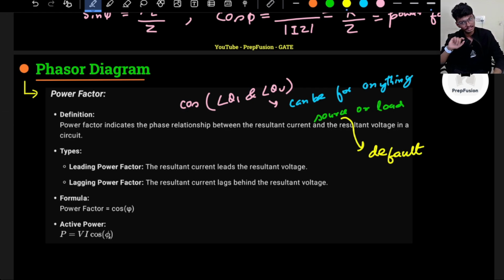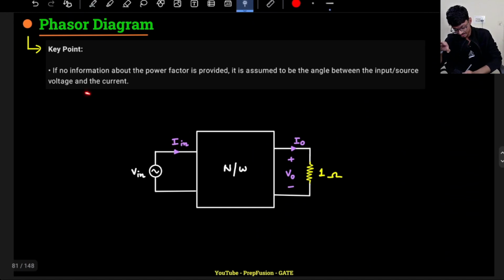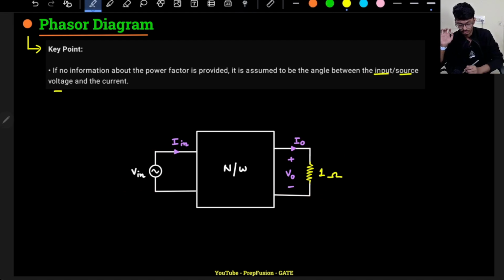If it is not mentioned, then it will be the source, in network theory at least. That is what I have written here: if no information is given about where you need to find the power factor, whether from the source or the load, it will be with respect to the source only. Source power factor is also known as the input power factor. So you find the input voltage, the input current, and the phase difference between them, and you take the cos of that, and that will be your source or input power factor.